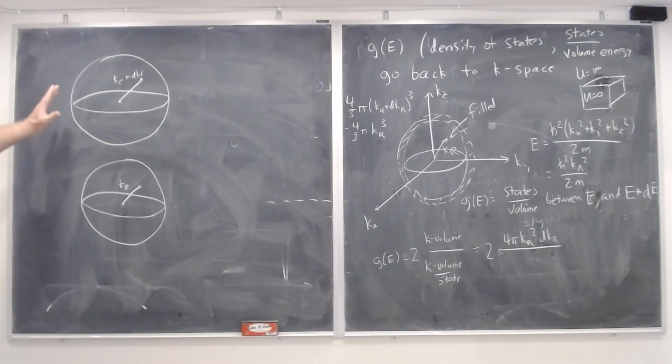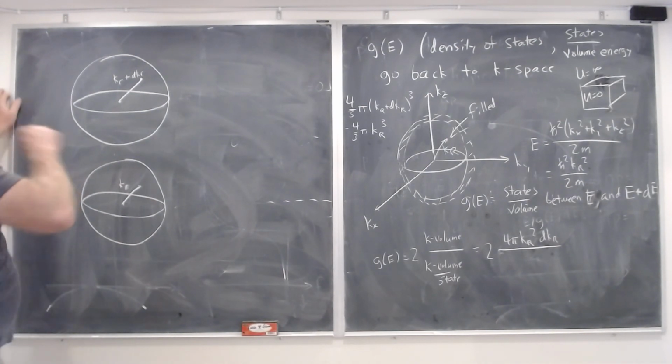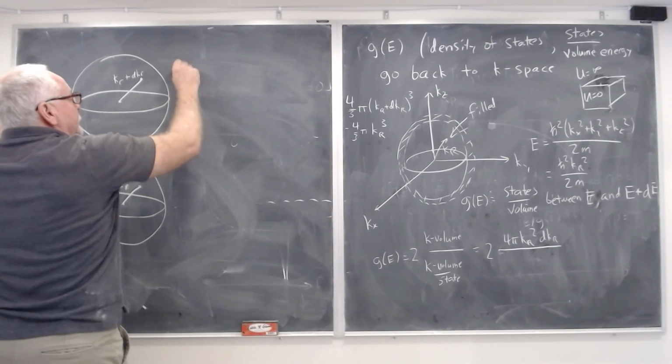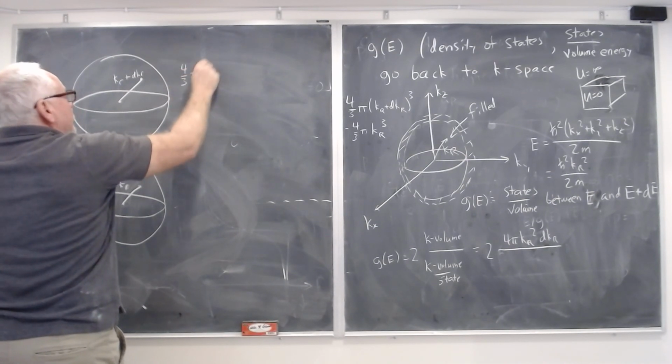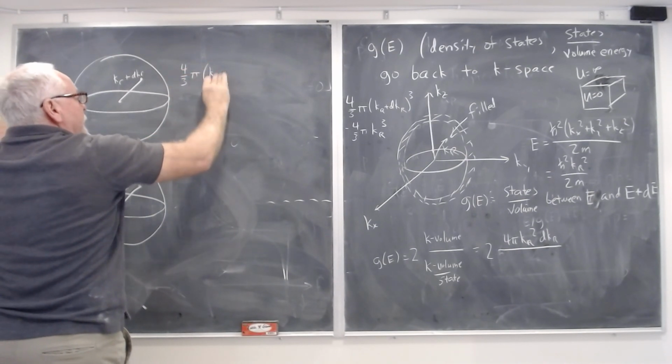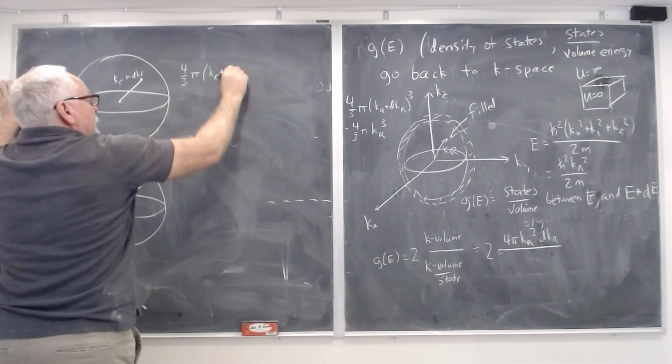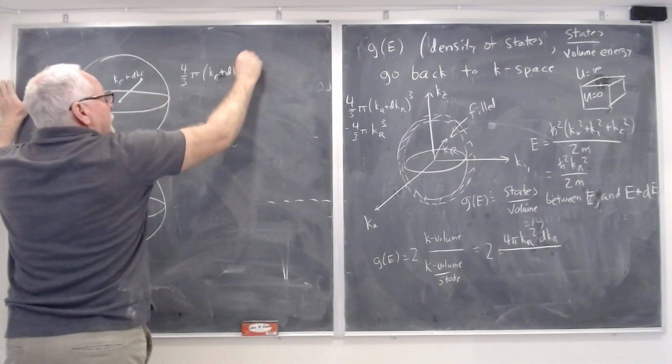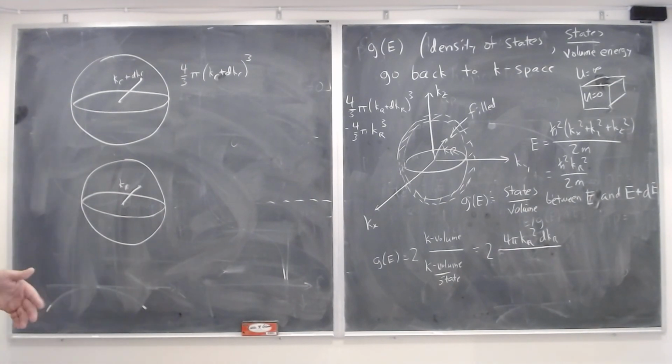Okay, so I'm drawing two spheres in K space. One has a radius k_r, and one has a radius k_r plus dk_r, where dk_r is the differential change in k. So the volume is 4/3 pi (k_r plus dk_r) to the third power, right? 4/3 pi r cubed. I'm not going to prove that. You can look that up.